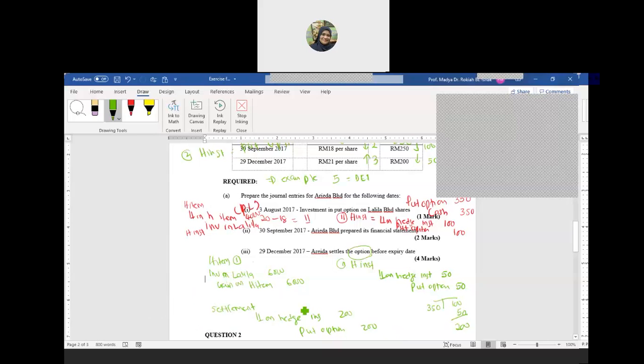You're going to have a loss here. If you make a settlement, let's say you sell the shares, what will be the amount that you're going to sell here? You're going to sell at the price of 21. So 21 times 2,000. How much do you have for that one?